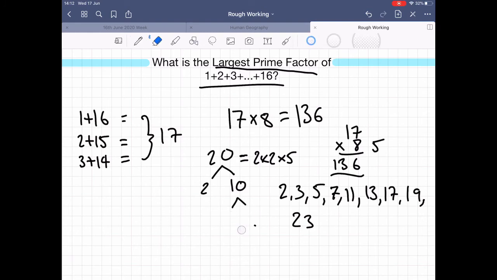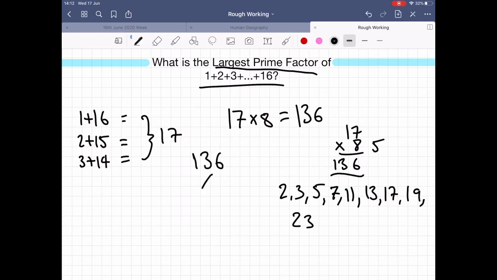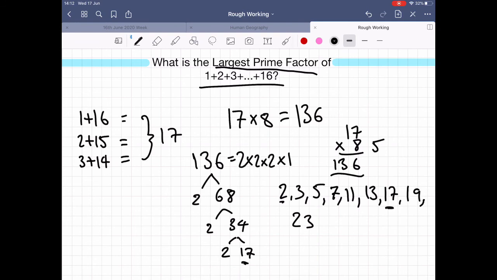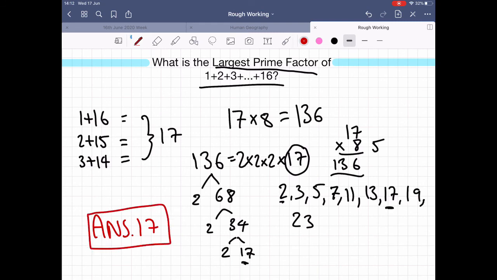So if we do the same thing with 136, see what we get. So we have 136. So 2 goes into this, which gives us 68. 2 goes into 68 again, 34. 2 goes into 34, and 17. Is 17 prime? Yes, it is. So we have 2 times 2 times 2 times 17, and we're told to find the largest one. So the largest is obviously 17. So that would be our answer. So the answer for the problem of the day for the 17th of June is 17.